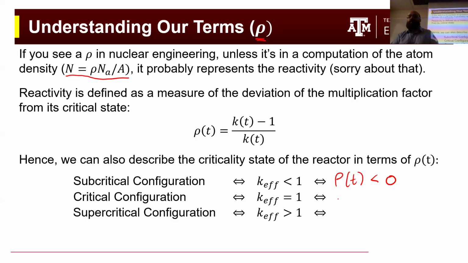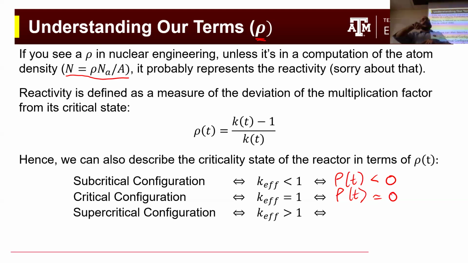Then what does rho have to be? It has to be 0, right? So if a reactor is critical, it means k effective is 1, but by definition, it also means rho is equal to 0. So that's why we say reactivity, or rho, is how far you deviate from critical. And so if you are exactly critical, rho is 0 because you're there.